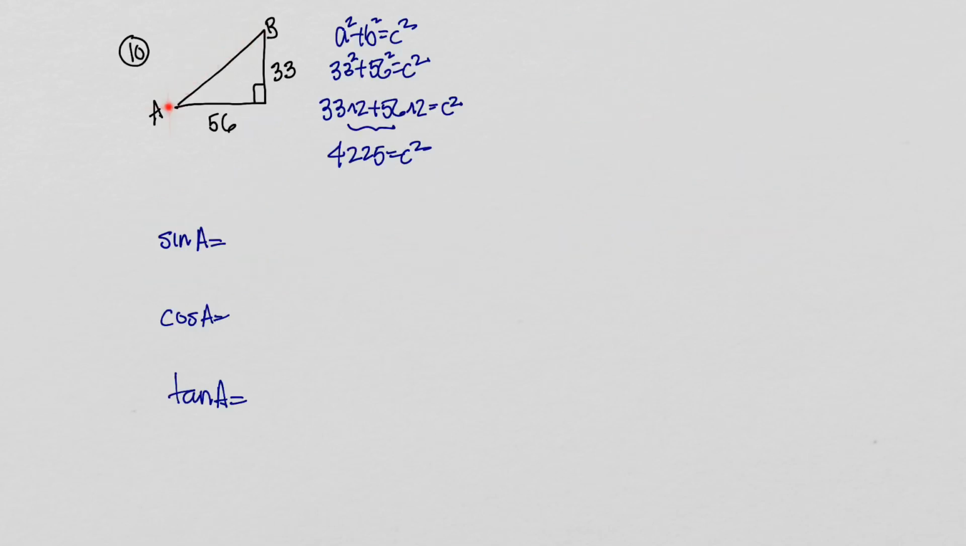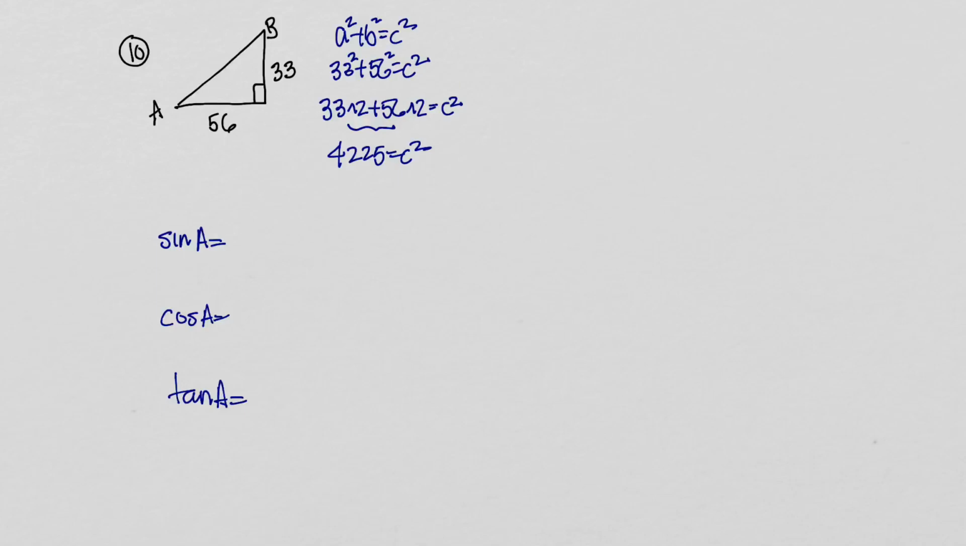Problem number 10 gives us this right triangle here with these sides. Hypotenuse is missing. And we're asked for the sine of A, the cosine of A, and the tangent of A. Now, in order to get these, we need to get the hypotenuse. So Pythagorean theorem coming up, right? A squared plus B squared is C squared. So how about 33 squared plus 56 squared? That's equal to C squared.